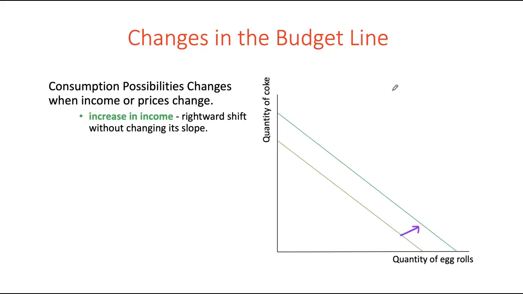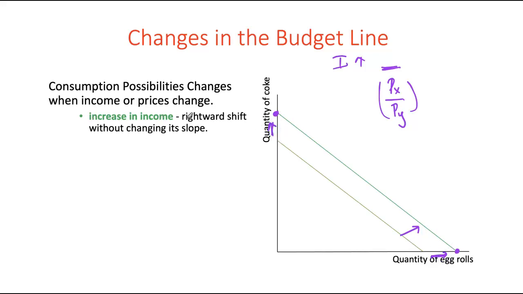Remember, slope of the budget line is px over py. So now the slope is not changing. If income goes up, slope remains the same. So the trade-off is the same. Every time you want to consume 1 more egg roll, you're still giving up 2 cokes, but your overall consumption possibilities are higher than before. You can consume more egg rolls and more coke because your income has gone up.